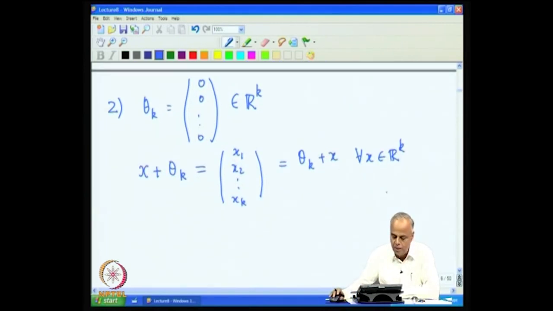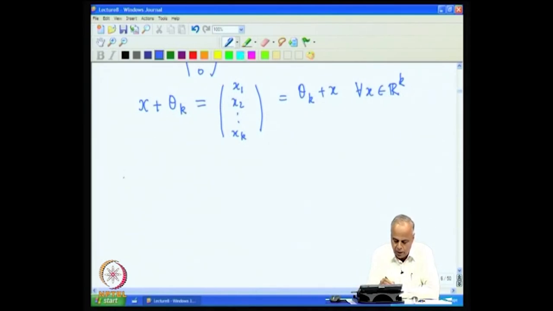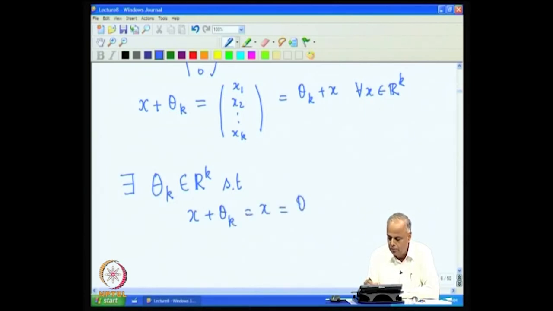So, the property that we observe is that the 0 in the real numbers induces a 0 in R^k, in the set of column matrices. So, this is the conclusion we have. That is, there exists a column matrix theta_k in R^k such that x plus theta_k is equal to x, which is equal to theta_k plus x, for every x in R^k. So, this is the next property we see of addition in R^k.